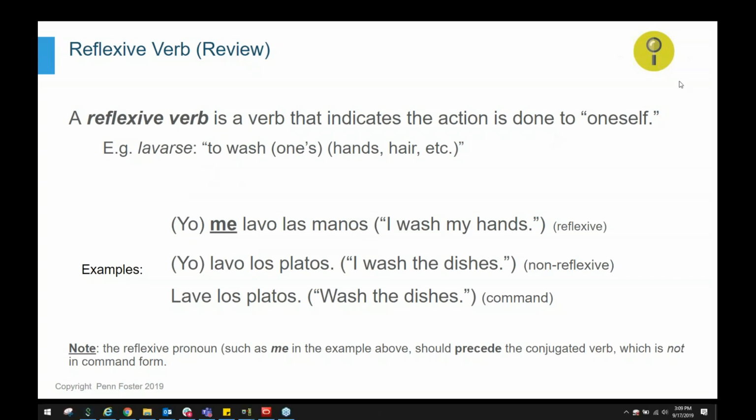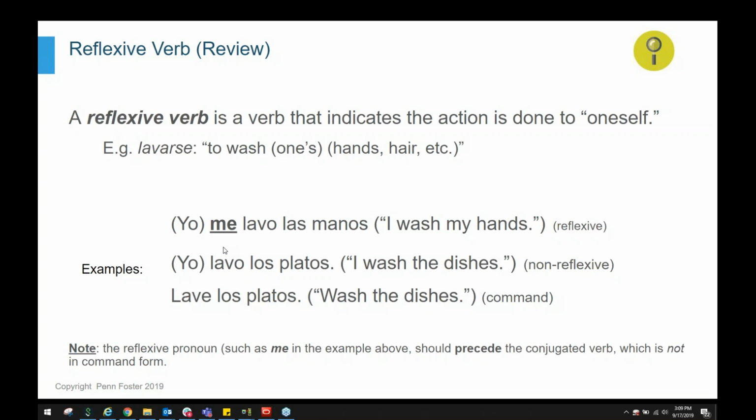So when we conjugate a reflexive verb, we do need a reflexive pronoun plus the conjugated verb form. So that's shown in that first example. Me lavo las manos. I wash my hands. We do need to indicate that me as our reflexive pronoun. And just as a review, in the first person we have me, second person singular te, third person singular se, first person plural nos, and third person plural se again. So, me lavo las manos, I wash my hands. Again, this is a reflexive verb sentence.